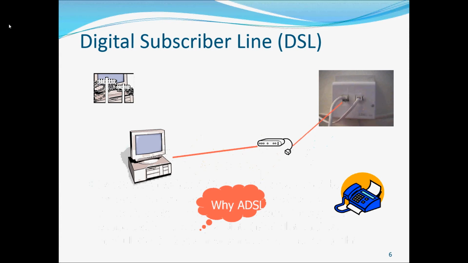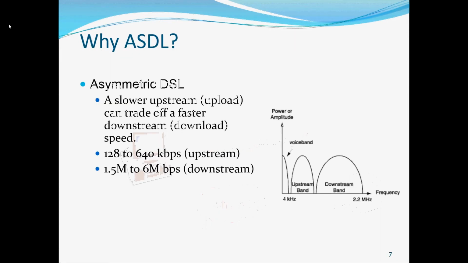Now, digital subscriber lines, this is what you normally use nowadays. Now, what is ADSL? ADSL is asymmetric DSL, which means that there's a difference between the upload and the download speeds. Usually or traditionally, there's a slower upstream or upload, and there's a trade-off, and the downstream or download speed is usually faster. Now, depending on your connection, let's say your upstream can be from 128 to 640 kilobits per second, and your downstream could be 1.5 megabits to 6 megabits per second.